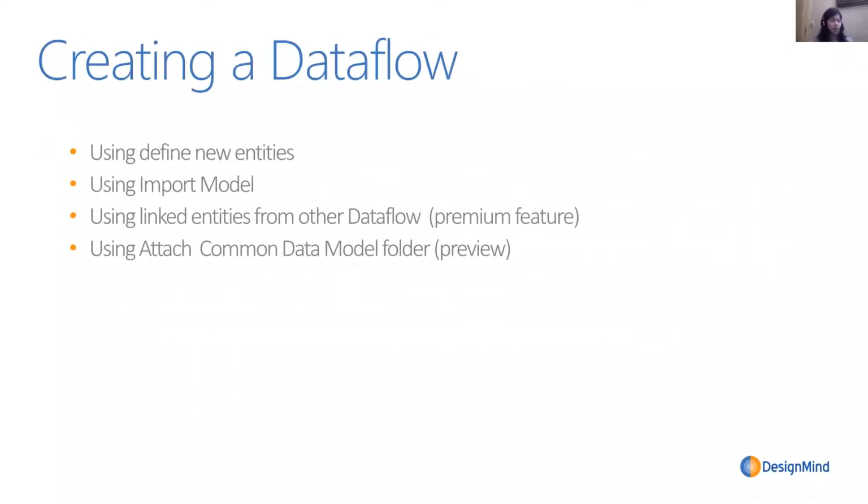Okay, now that we know why and when to create data flows, let me talk about how to create a data flow. So as I mentioned, data flows are always created only in Power BI workspaces, and currently there are 4 different ways to create a data flow. By using the first option, that is using define new entities, this lets you create a data flow by defining a new entity by connecting to a data source. Here, the experience is very much like creating a table in Power Query, but the details are a bit different.